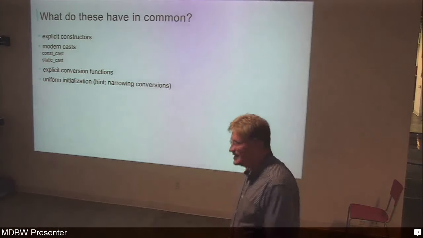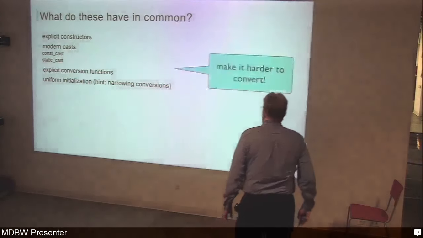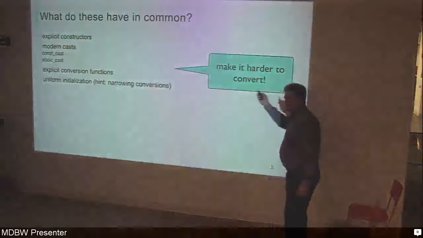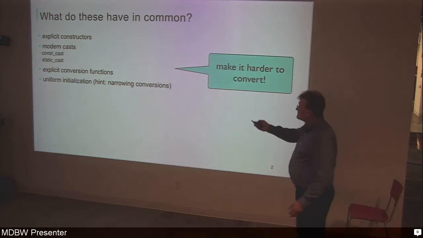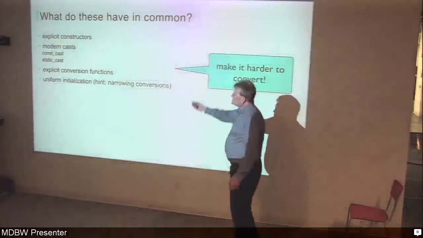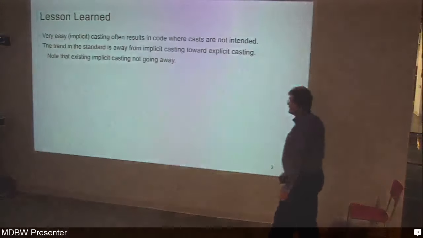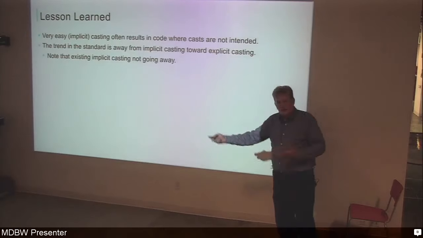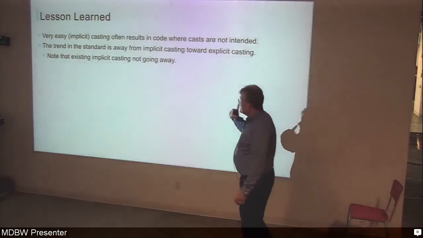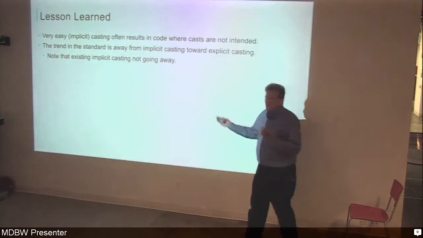It's type safety, yeah. Essentially, what they have in common is that they actually make it harder to do conversions, right? Because these kinds of conversions may actually be problematic. In other words, the lesson that we've learned in C++ with the many years that we've had C++ is that conversion is very easy, and that is implicit casting.